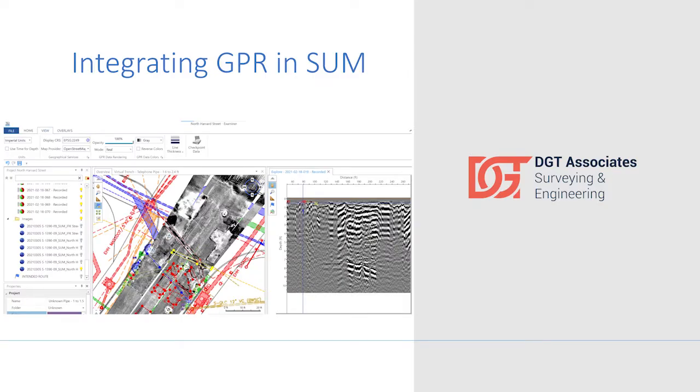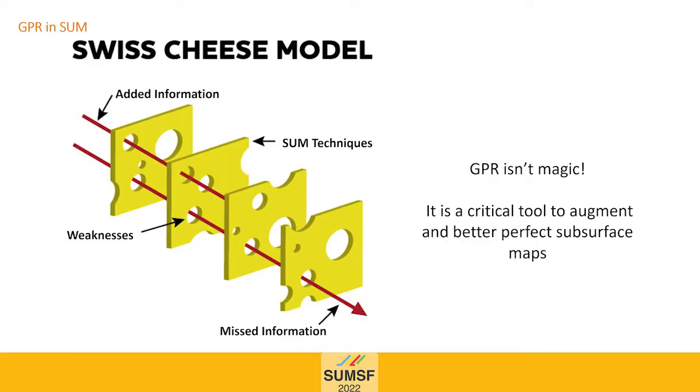When we integrate the GPR into our subsurface utility maps, the way I like to think about the underground is like a block of Swiss cheese. Each slice has its own different strengths and weaknesses, which are represented by these holes, right? So we layer them on top of each other, and we hopefully get a better approximation of the true subsurface information. But GPR is not magic.